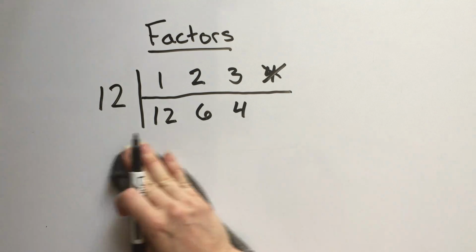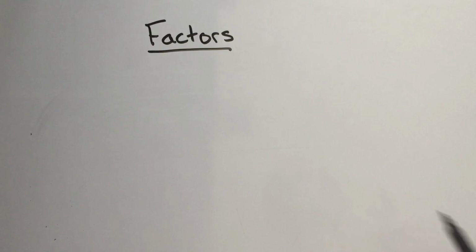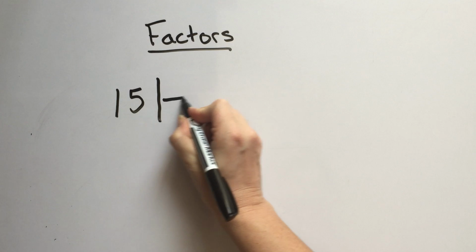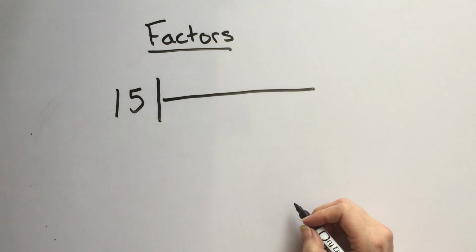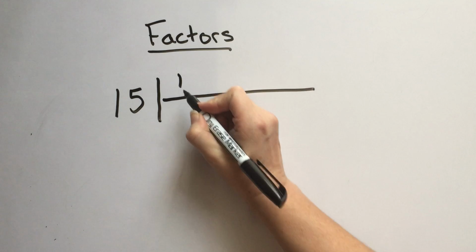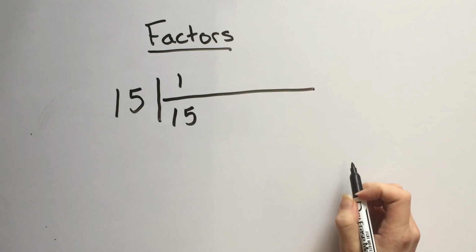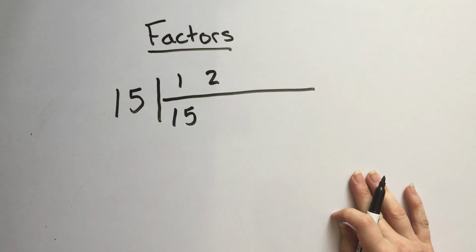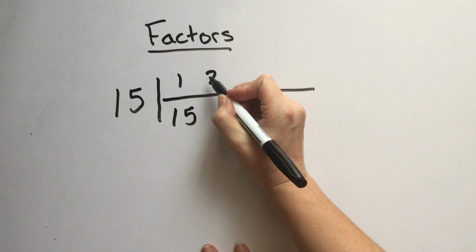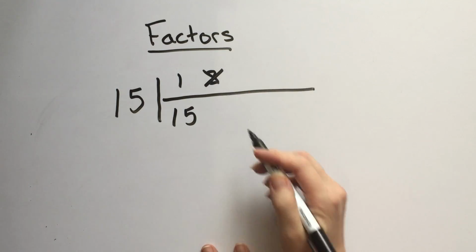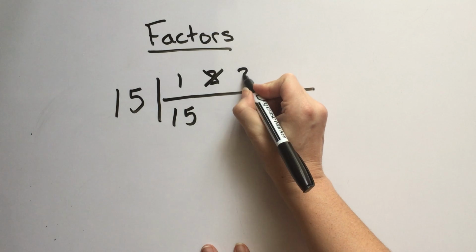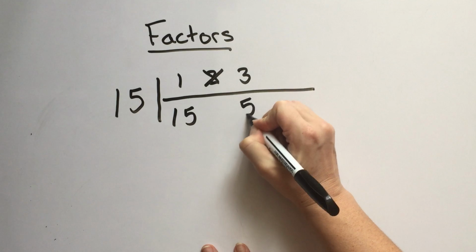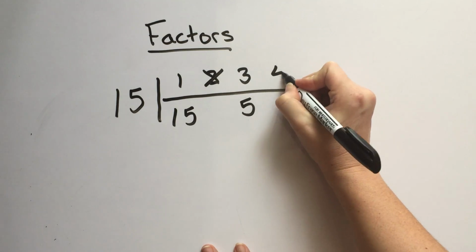All right, let's do another one. Let's do 15. All right, I'm going to make the T. This time I'm not going to draw out the multiplication facts below. So I'm going to start with that 1 again. 1 times 15. All right, then I'm going to test out the 2. 2 times something is 15. Yeah, no, that doesn't work. So I'm going to X that out, because 2 does not work. 3. 3 times what is 15? Well, 3 times 5.